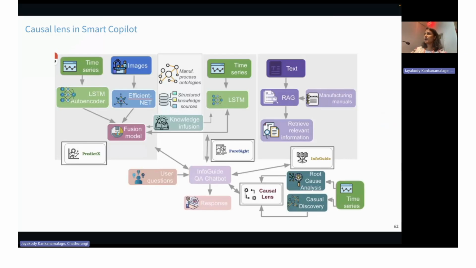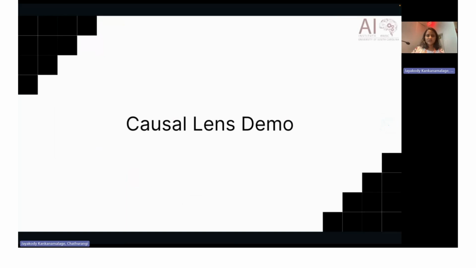So this is the whole architecture that we have for all the four agents. And here you can see the causal agent is again connected to the InfoGuide Q&A chatbot, and it is doing root cause analysis and causal discovery on top of the time series data. So let's see how it is working.